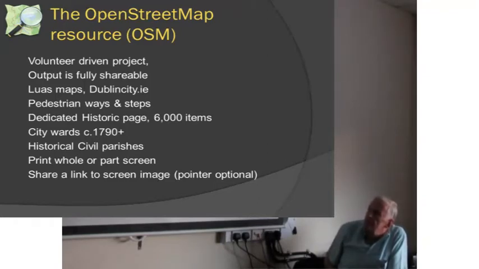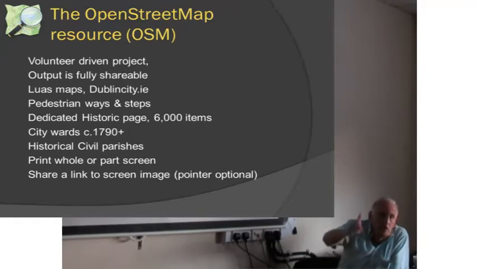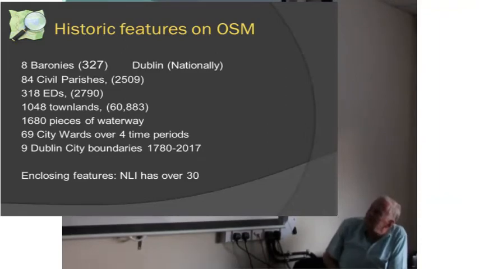City wards I've mentioned, the historical civil parishes we've talked about. You can open up the map on screen and you can either print to a printer the whole of what's on the screen, or you can draw a smaller box on the screen and say, I only want to print that little piece. You can also email a link to somebody so that if they click on that link, it will open the same map, the same scale, with a pointer on it, pointing where you want. Historic features on it: the figures in brackets are the national figures, the ones on the left-hand side are Dublin. So there's 8 baronies in Dublin, 300 nationwide, 84 civil parishes in Dublin.